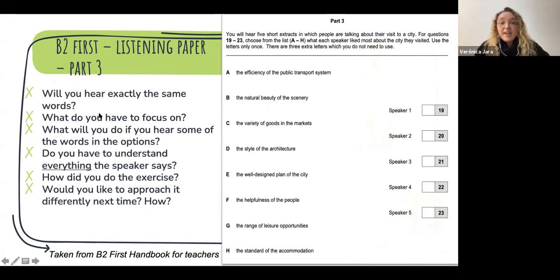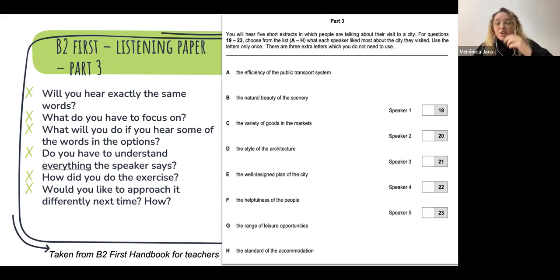So will you hear exactly the same words? For example, if you hear public transport system, does that mean that that's the right option? What do you have to focus on? What is it exactly that these options ask you to focus on? What will you do if you hear some of the words in the option? Again, does that mean that this is the right answer? Do you have to understand everything the speaker says?